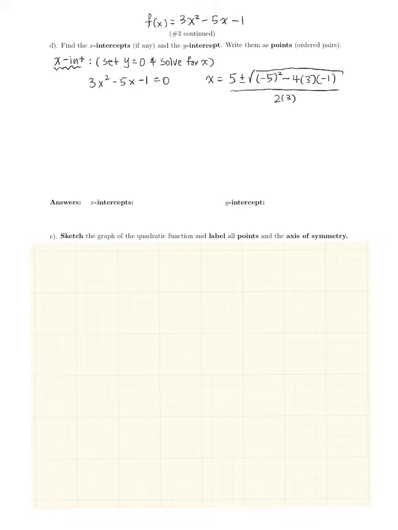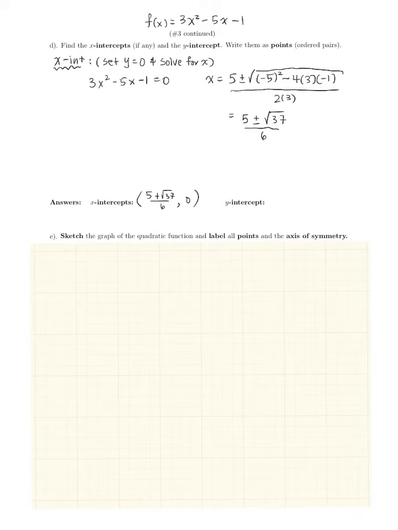Okay, so then what are we going to get? It looks like this is going to equal 5 plus or minus the square root of negative 5 squared, which is 25, and add 12, so 37, whole thing over 6. All right, so it's going to look ugly, but use your scientific calculator just to get an approximate value. So our first x-intercept is going to be 5 plus the square root of 37 over 6.